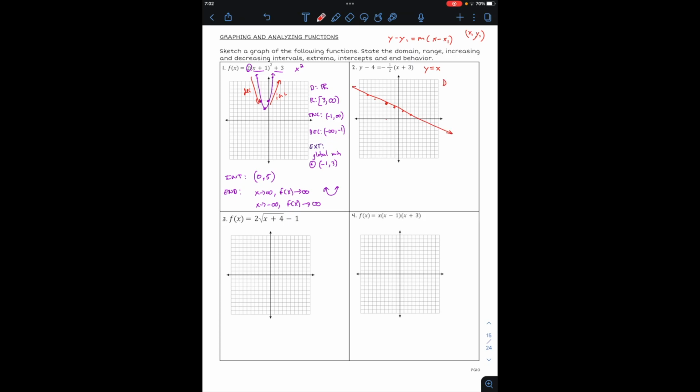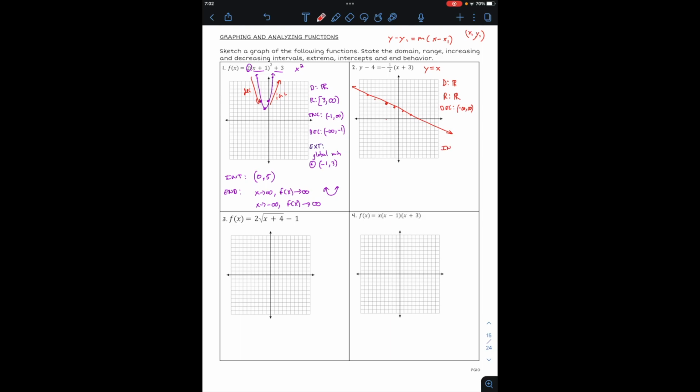Okay, the domain of linear functions is all real numbers, as is the range. We are always decreasing on the interval -infinity to positive infinity. The function never changes direction. We have no extrema, there's no max or min values.